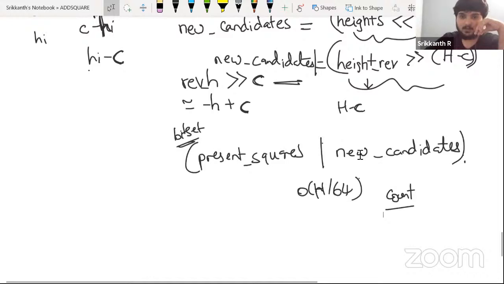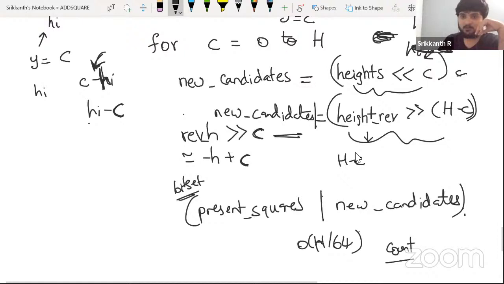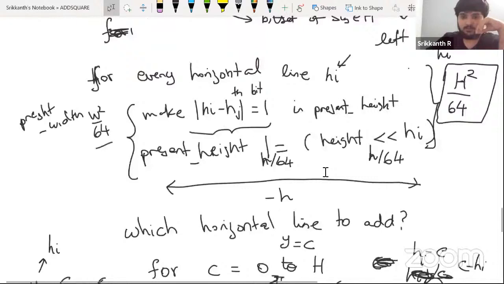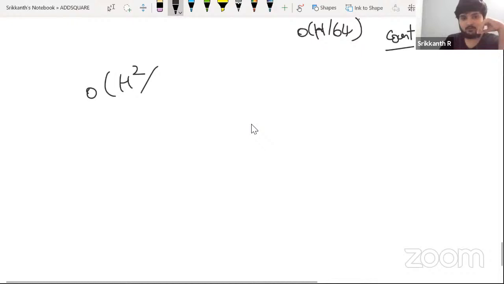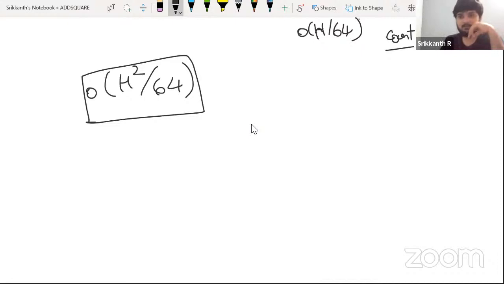So the total complexity here is again, for h different possibilities, you calculate the distinct squares that are present. So it's essentially equivalent to inserting a new horizontal line in our procedure here, where we found all possible pairs of heights that could be present. And so the procedure is again O of h squared by 64. So the entire thing is h squared by 64. In O of H squared by 64, you can find out all possible pairs.